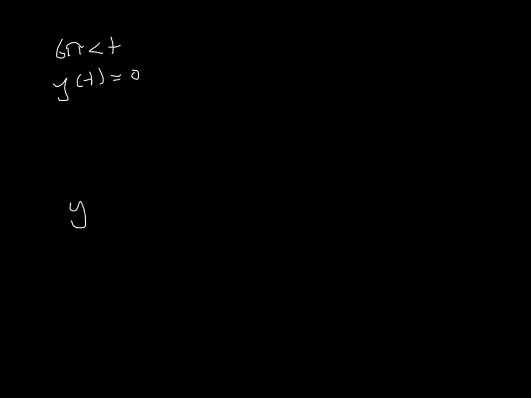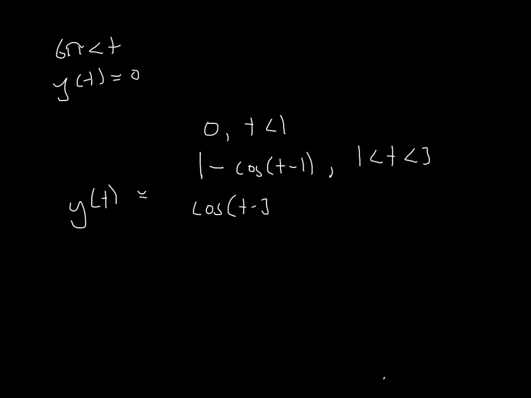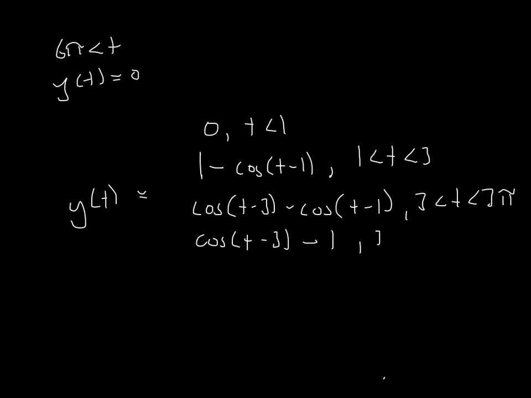So for our final answer, we have y of t is equal to 0 for t less than 1, and then 1 minus cosine of t minus 1 for 1 less than t less than 3, and it's equal to the cosine of t minus 3 minus the cosine of t minus 1 for 3 less than t less than 3 pi, and cosine of t minus 3 minus 1 for 3 pi less than t less than 6 pi, and then 0 for 6 pi less than t.